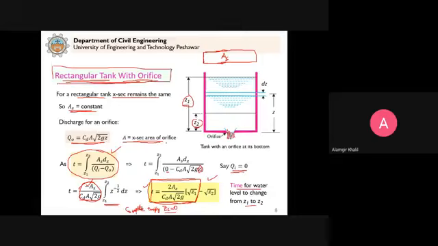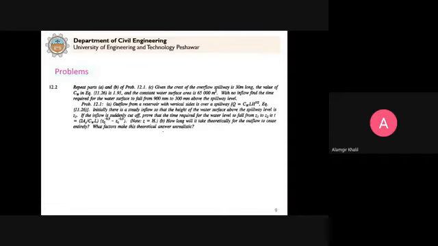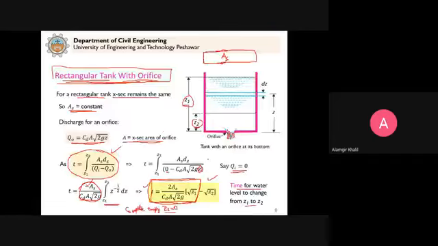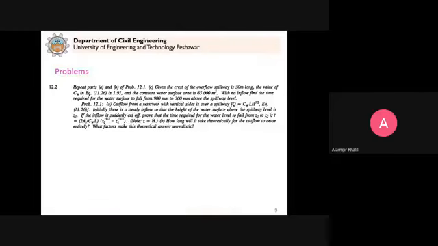So this is an unsteady flow problem because discharge is changing with respect to time. Now let us take one or two problems to understand how we can apply these concepts to solve unsteady flow problems. This is a problem from our textbook, problem 12.1.